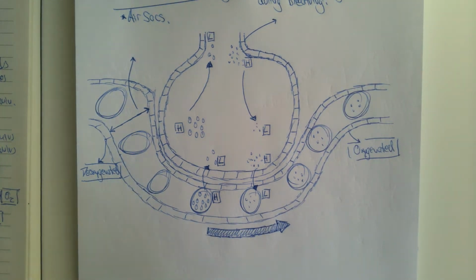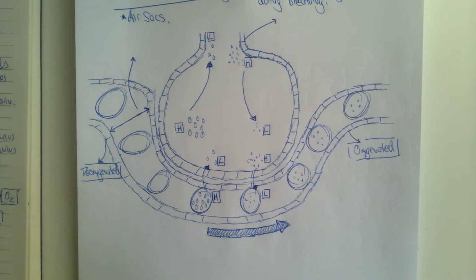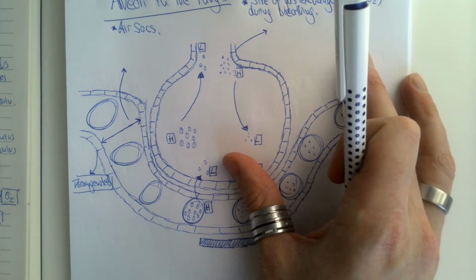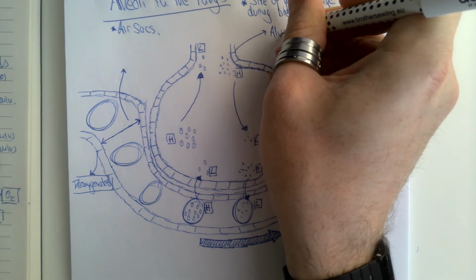So what we have here is an example of one alveoli, so one air sac. And when we say there are many hundreds of thousands, millions of these within the lungs, because they're so incredibly tiny. So we often might see this singularly referred to as alveolus.